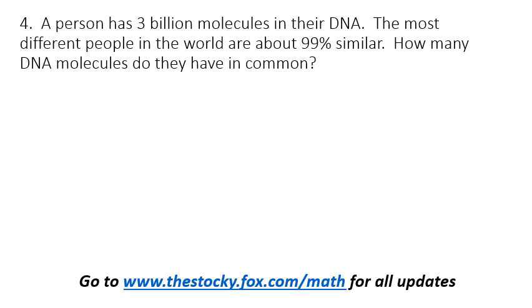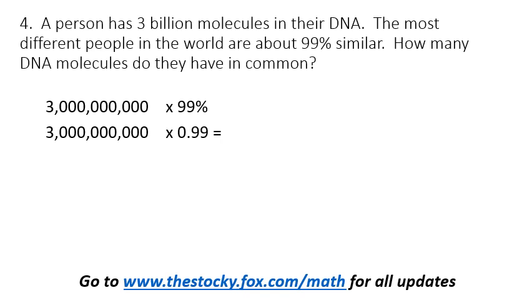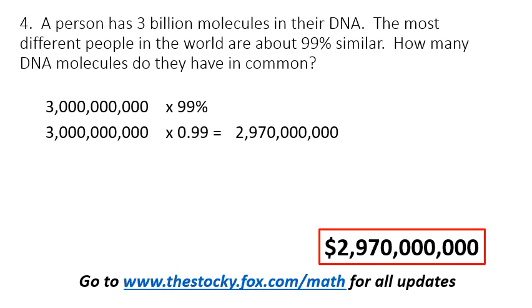So 3 billion DNA molecules that are 99% similar. How many DNA molecules do they have in common? Well, this is really a pretty simple problem. What makes it hard is it's dealing with a really big number and a percent. So 3 billion is 3 with 9 zeros behind it. And we're multiplying that by 99%. Now, you can't really do it like this on your calculator, but what you can do is convert 99% to 0.99. Hopefully, we're used to that. And then this becomes a pretty easy problem.